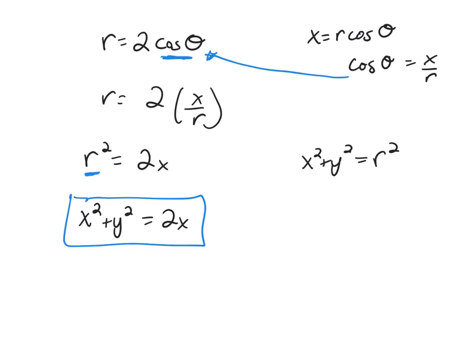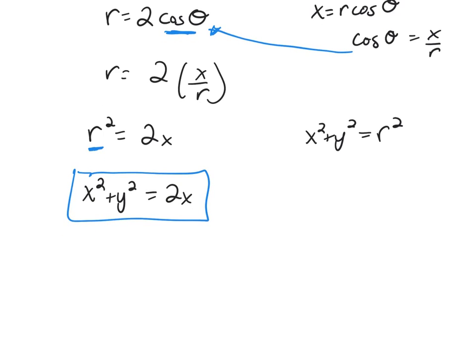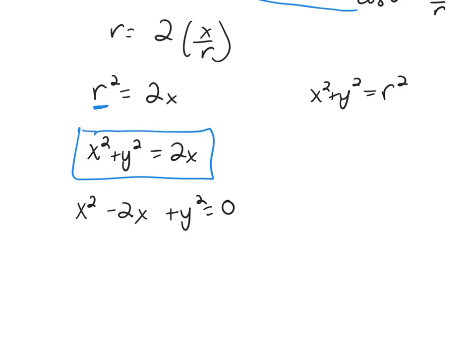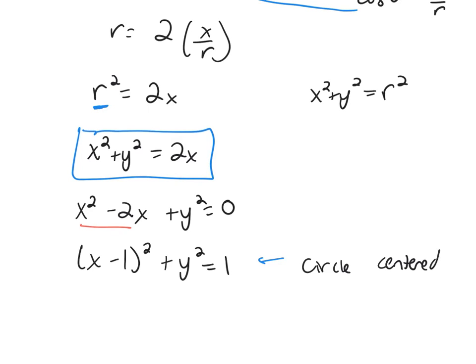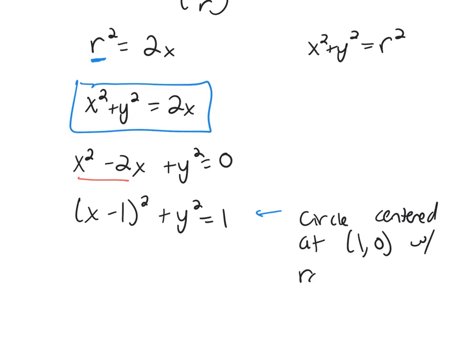And remember last time I said when we graphed this that this was actually a circle. So if you manipulate this equation a little bit, you'll see that this is the equation of a circle. If I subtract the 2x over, and if you complete the square here in this first part, you'll get x minus 1 squared plus y squared is 1. And this is the equation of a circle centered at the point (1, 0) with radius 1. And that's what our graph was when we graphed it in the last video.